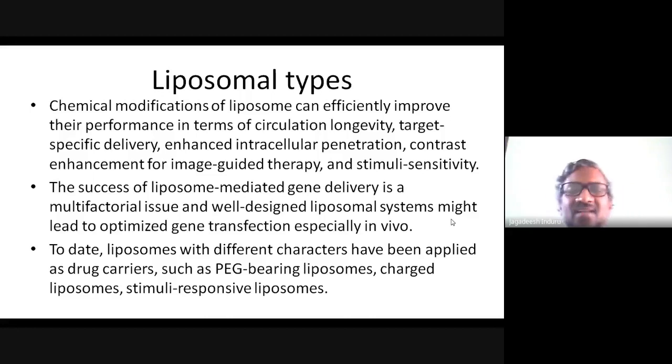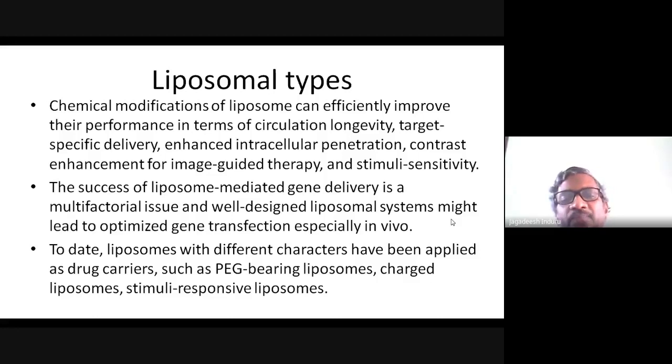We are going to design well so that I am making a formulation which has a very small number of formulations, but reaching my target. With fewer formulations, I am going to make it. This is what well-designed liposomal systems might lead to: optimized gene transfection.